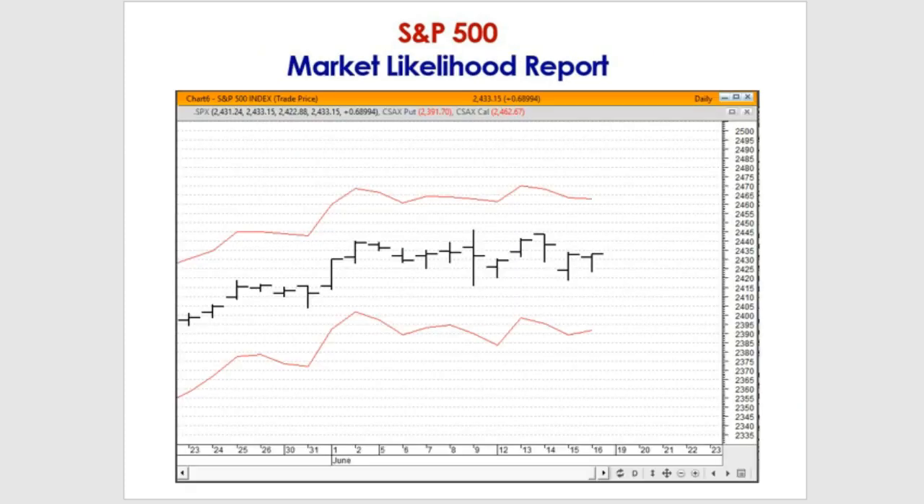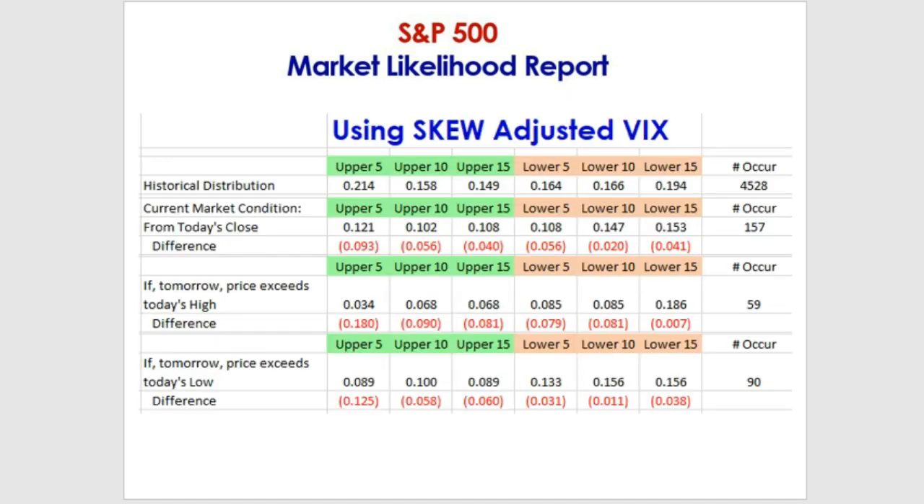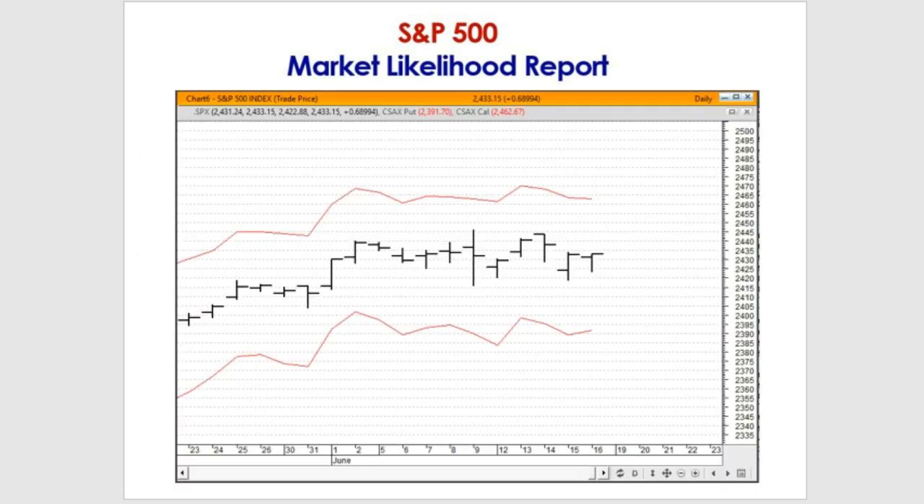And finally, we go to the market likelihood report. This answers the question, based upon the current market condition, where's the market likely to go? Up, down, or wobble around a little bit? And to answer that question, we have to use what we call distribution bands. Distribution bands, here's what they are.